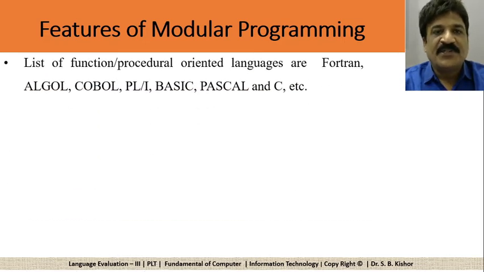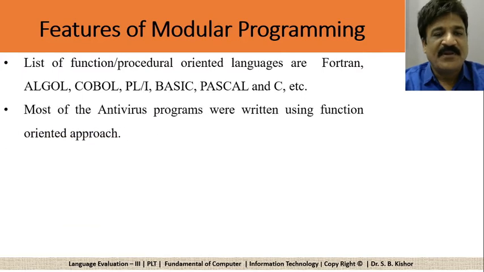Now, the list of function or procedural oriented languages are Fortran, Algol, COBOL, PL1, Basic, Pascal and C. In fact, there are more than thousands of languages. Most of the antivirus programs were written using a function-oriented approach, like using the C language. Many antivirus software, your compilers, your operating system have been written in the C language itself. So it shows how powerful these function-oriented programming languages are.